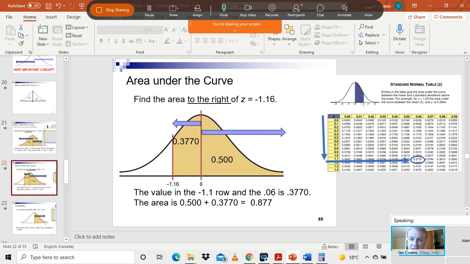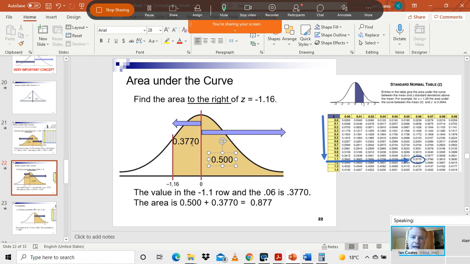I wouldn't give you the arrows, and in some cases I wouldn't even give you the graph. So this is all you would get. We want to find the area to the right of Z equal to negative 1.16. Again, because of how this table works, we break it up into two. I've got a full side on this side, so right then and there, bang, 50%.